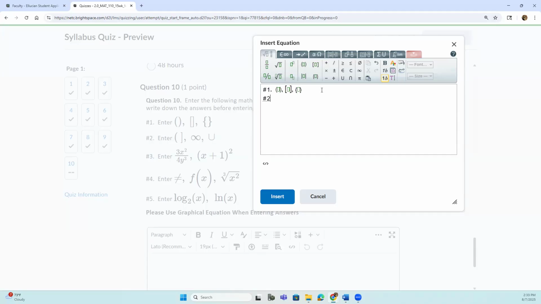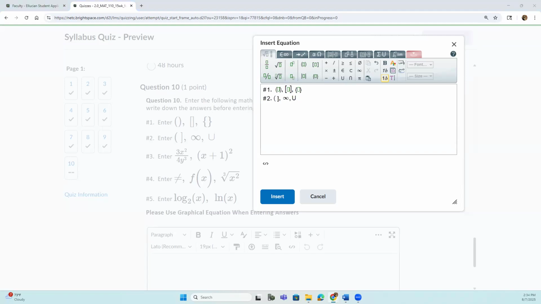All right, number 2. Open parenthesis, close bracket. I'm using my keyboard now. Shift 9 is open parenthesis, space. Close bracket is right above enter, comma, space. The infinity sign is right here. And this U is called union. In math, the union sign means or.